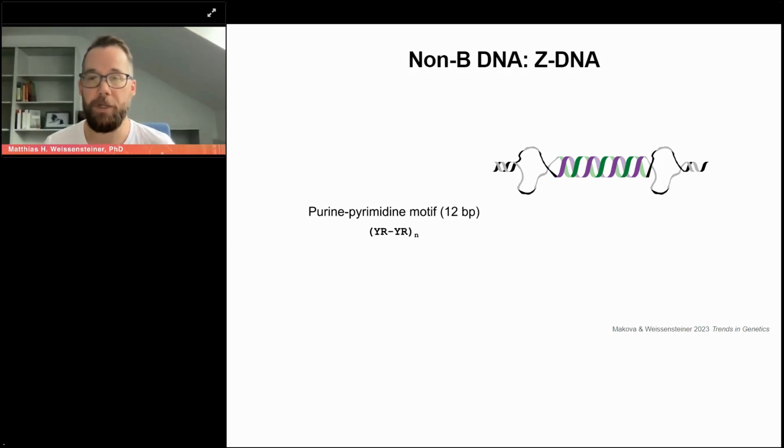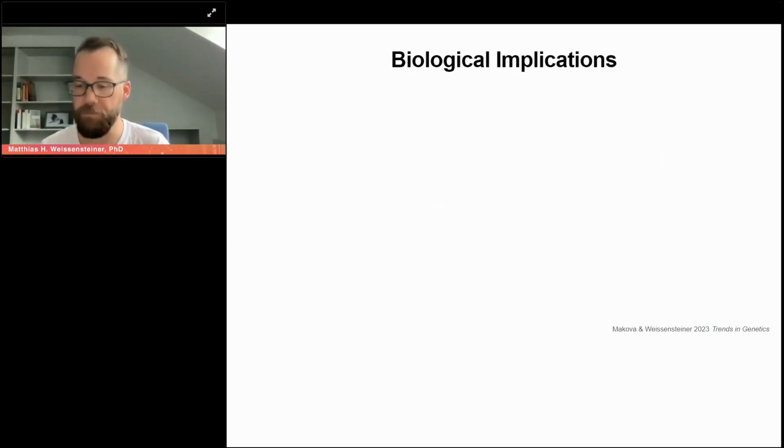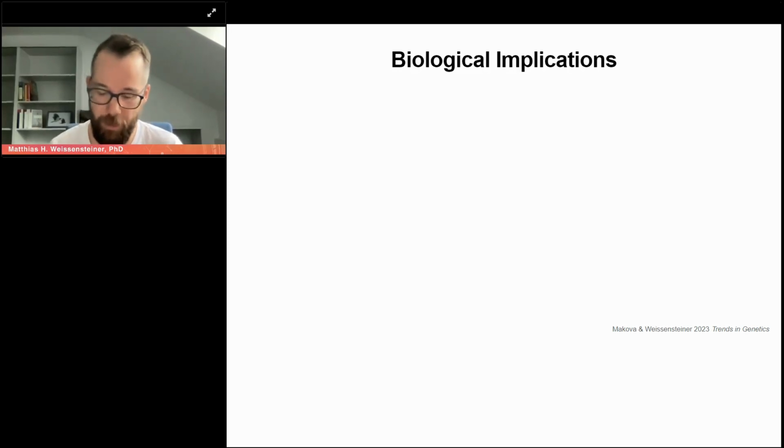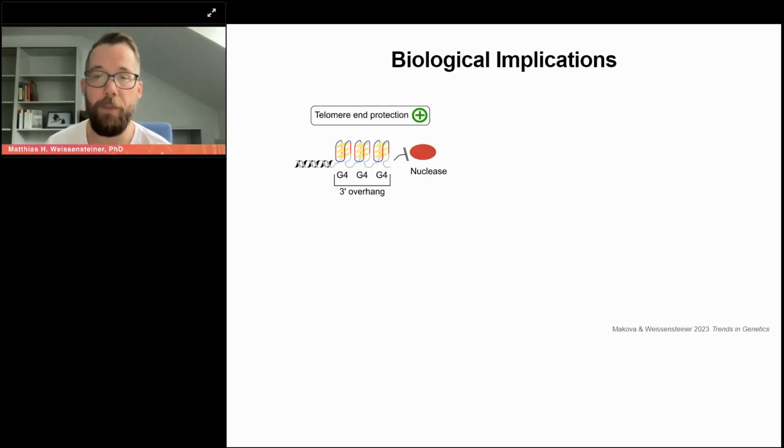So now you could ask yourself, well, this is very nice, but what are actually the real life consequences or biological implications? So far, there has been a number of studies showing that these structures are not just biochemical oddities, but they are also very important for a variety of cellular functions. For example, you have G4s acting as telomere protection.